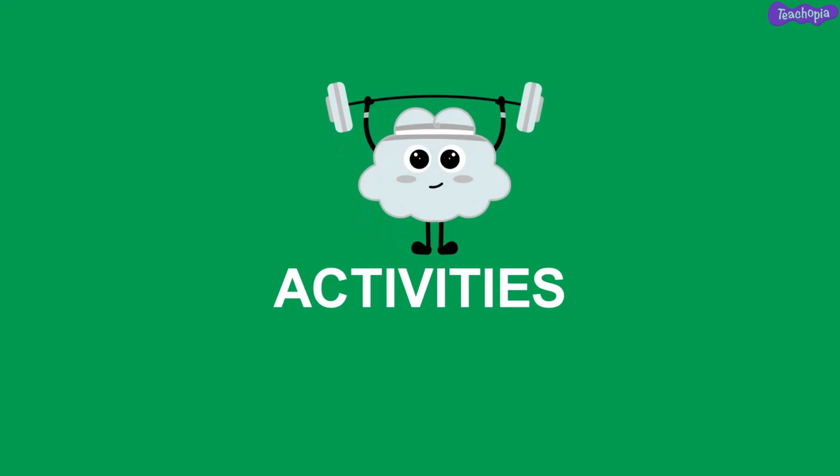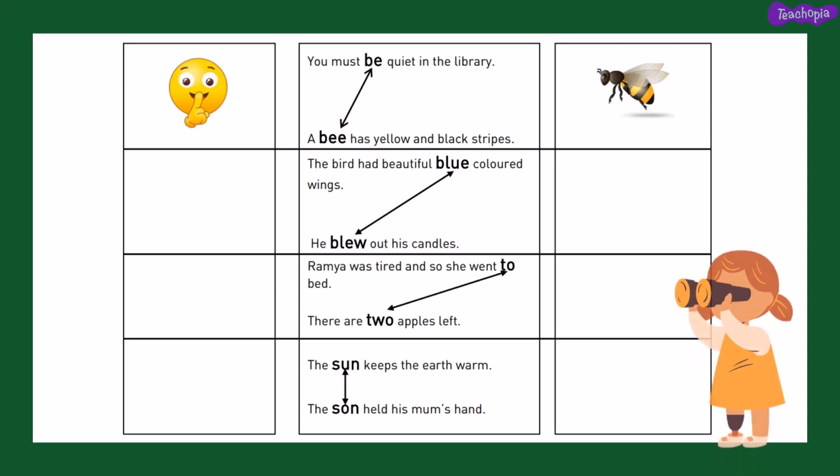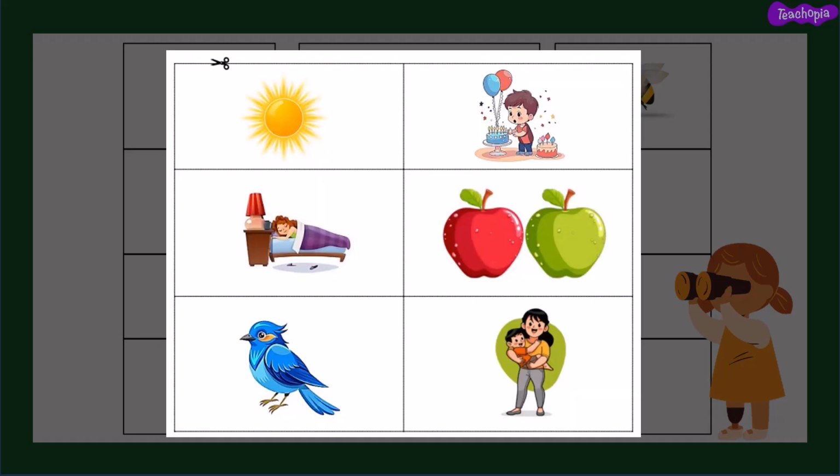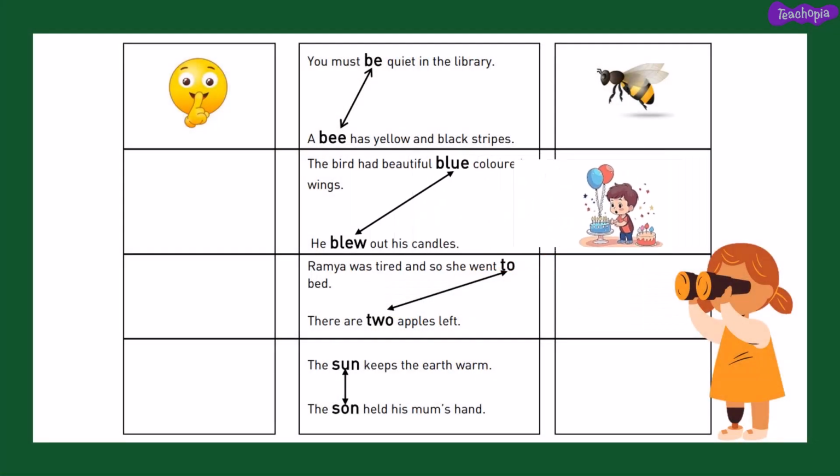Now, let's help learners learn more about homophones with some activities. Activity 1. Match the homophones along with their pictures. For this activity, ask learners to be prepared with scissors and glue. Ask them to observe the sentences carefully and identify the homophone words used in each sentence. Once they do, ask them to recognize the words from the pictures given below, cut the appropriate word, and paste it in the right box.